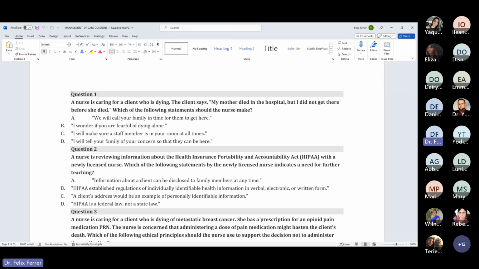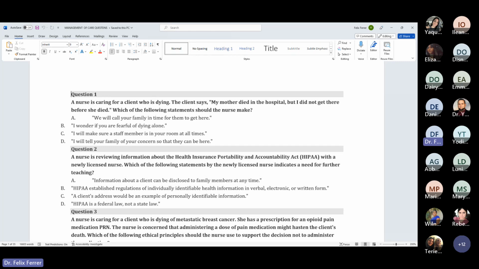So, which means that we have to make sure that the patient's feelings are verbalized by the patient. That is really, really important.